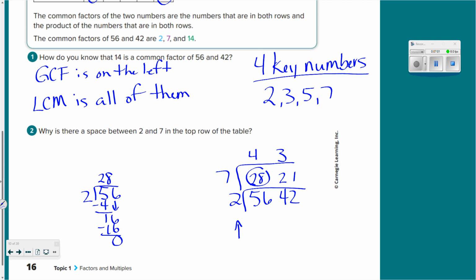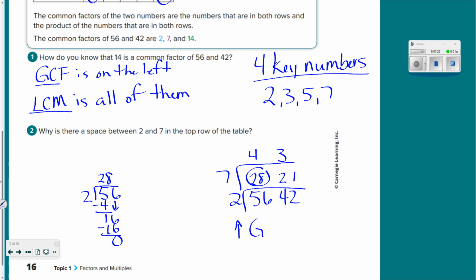For my GCF, greatest common factor, I multiply 2 times 7 and I get 14. Waiting for people who are alive here. Okay? And then now I can use commutative property of multiplication.